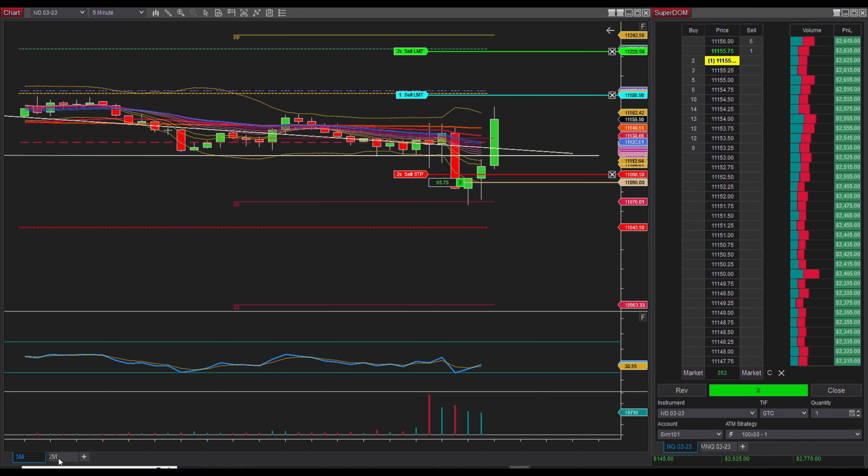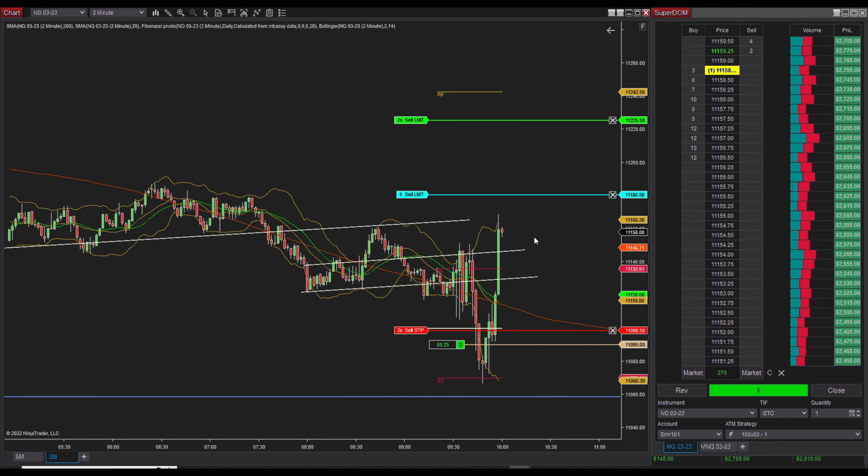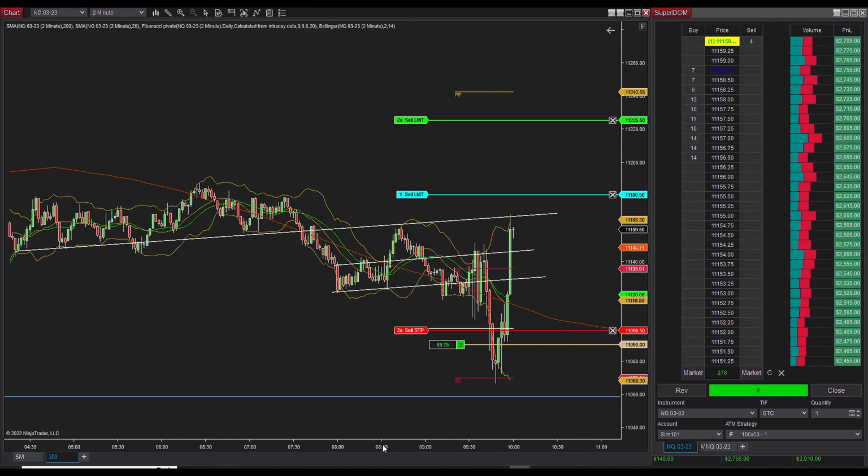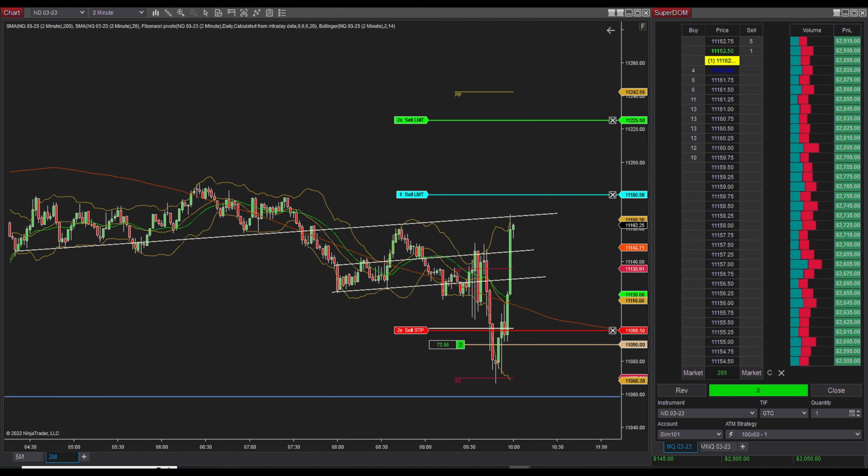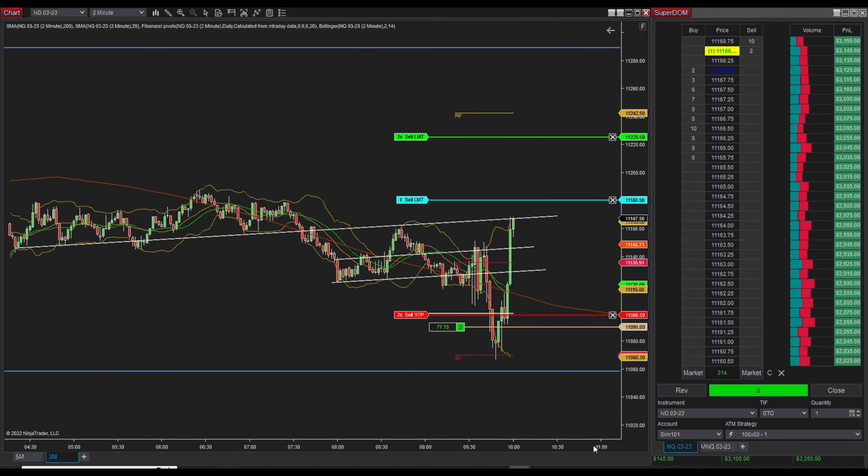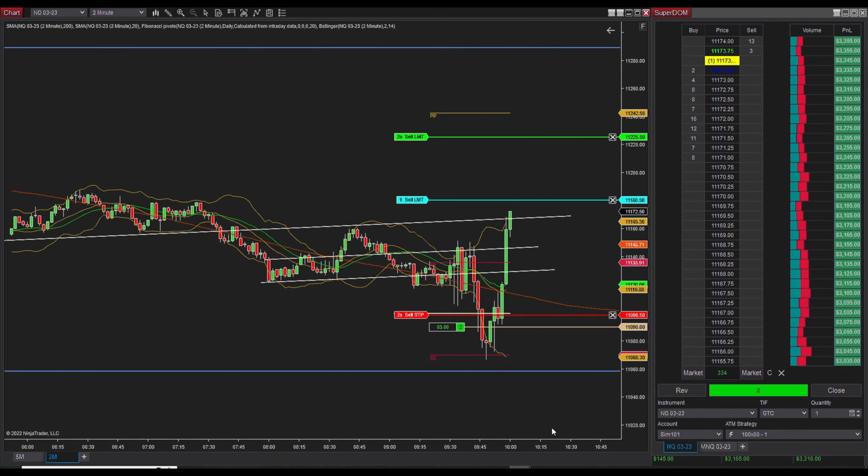Look at the shape, beautiful, on the 2 minutes. So this is the third level that the market needs to break in order to hit our third target. That's awesome. Come on, baby, keep it up. You can do it.